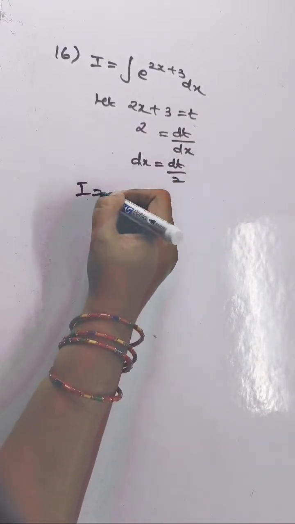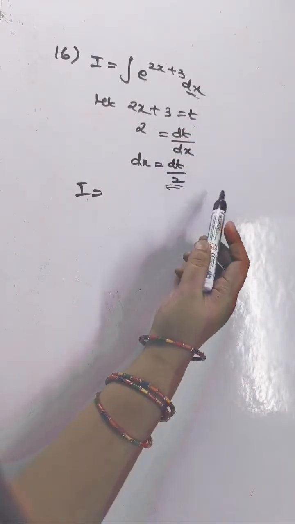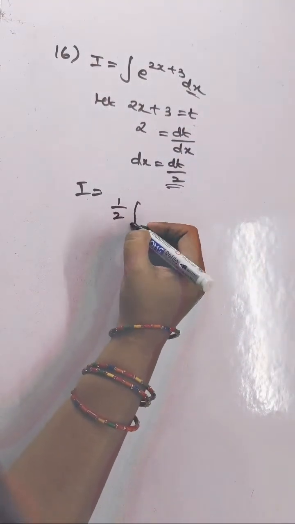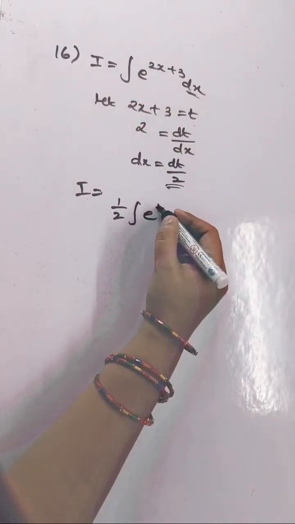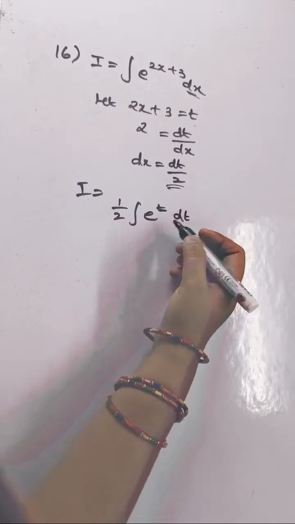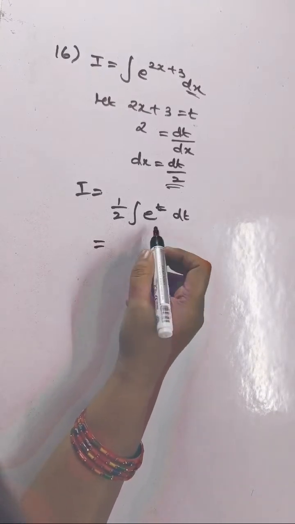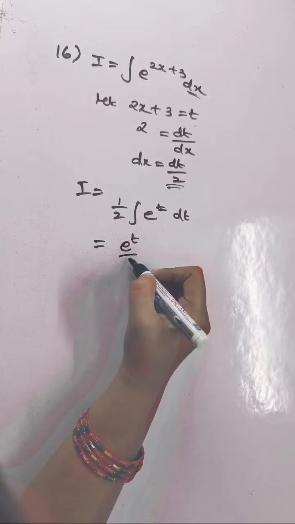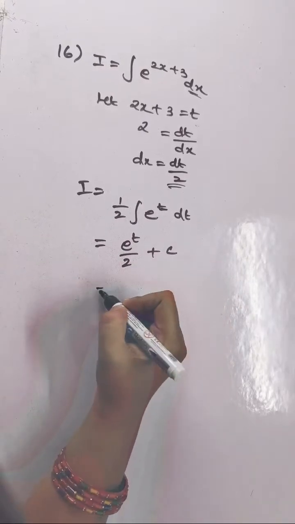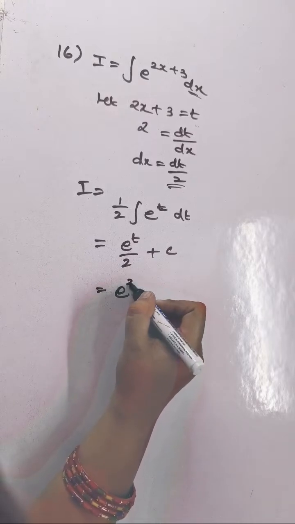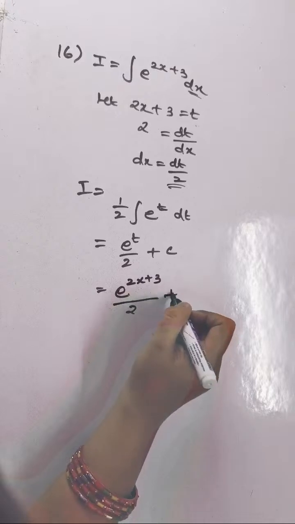Replace. So I equals, in place of dx it is dt by 2. You can take that 1 by 2 outside. In place of 2x plus 3, that is t, into dt. So e power t as it is when integrating, by 2 plus c. So I have e power (2x plus 3) by 2 plus c.